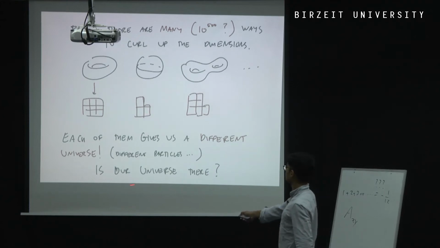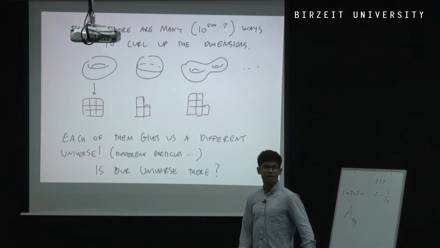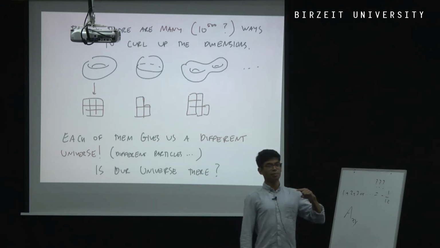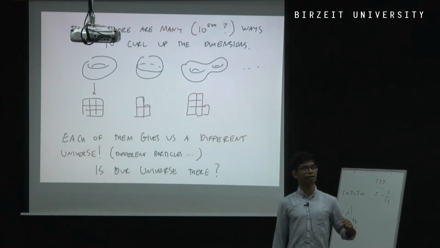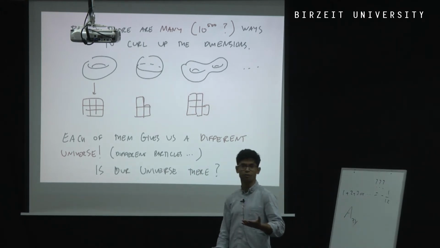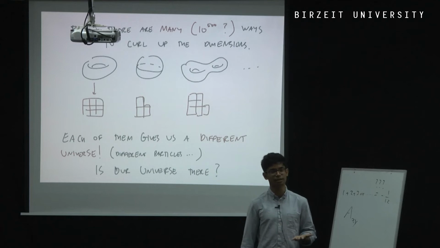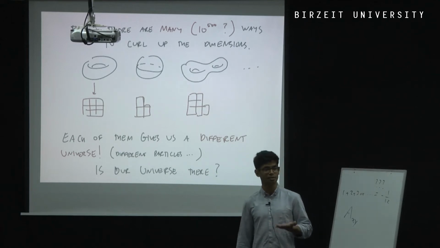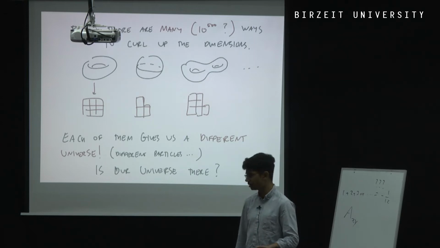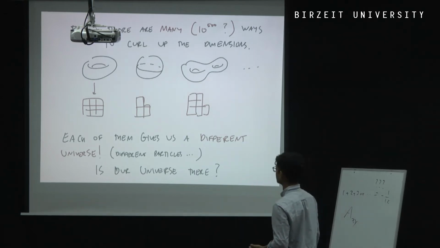So now the real question is, within this 10 to the 500, is our universe actually there within that set? People have found many, many solutions which are very close. As far as I know, no one has actually found exactly our universe. And this is a very difficult thing to do, actually. There are good reasons to think that finding exactly ours will be very hard. Okay? So this is sort of where we stand.